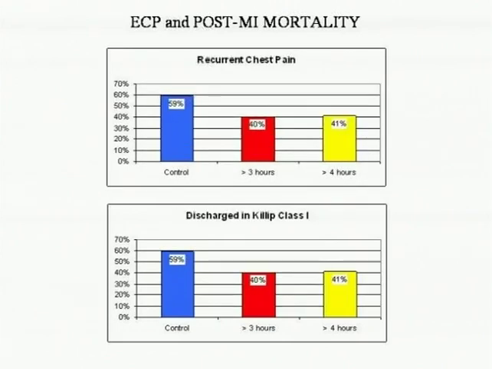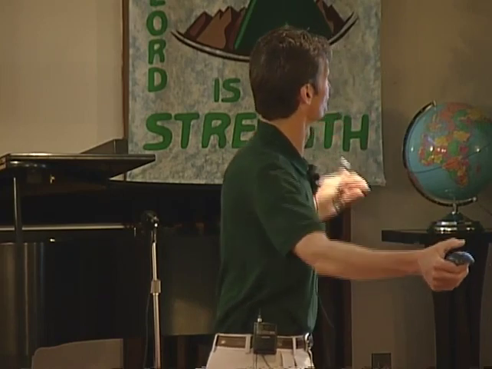Recurrent chest pain, a bad sign, meaning that there's more damage that could be done: 59% with conventional therapy, 40% of those who were pumped. Discharge in Killip class 1, free of overt heart failure, 59% with medical therapy, 40% with external counterpulsation. So external counterpulsation using the old-fashioned inefficient hydraulic device improved functional status, prevented heart failure or attenuated your risk of heart failure, and decreased mortality by over 50% 20 years ago.